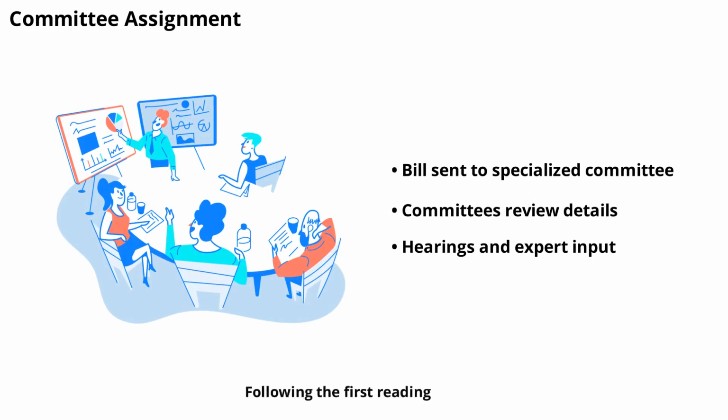Following the first reading, the bill is assigned to a relevant committee. Committees are smaller groups within the legislature that specialize in specific topics, such as education, health, or finance. The committee assignment is crucial because these members have the expertise to examine the bill's details. They review the bill, hold hearings, and may invite experts or the public to provide input. This stage allows for a thorough examination before the bill moves forward.